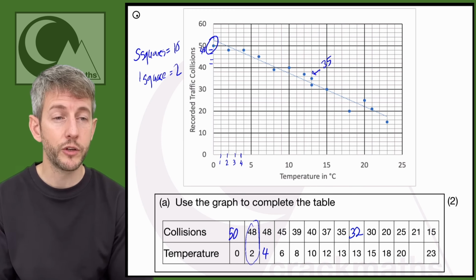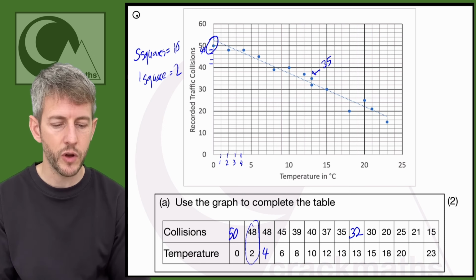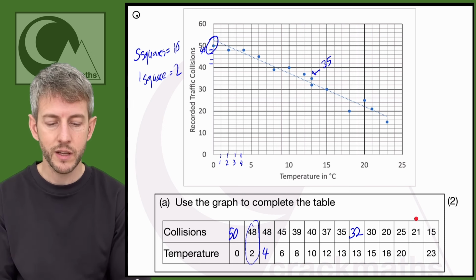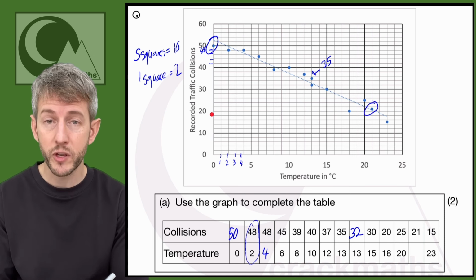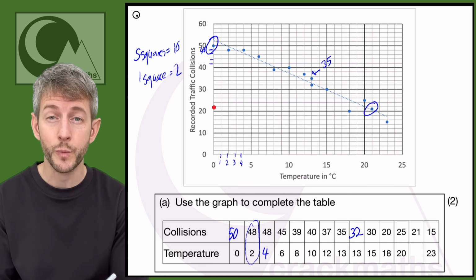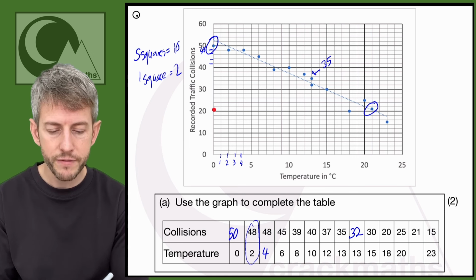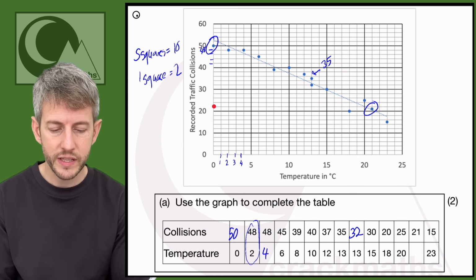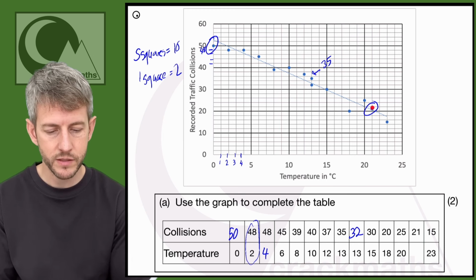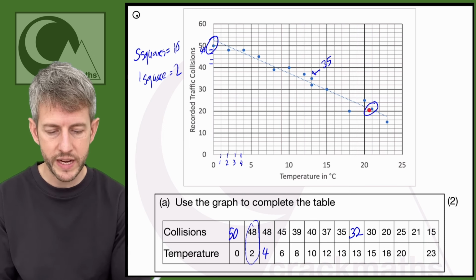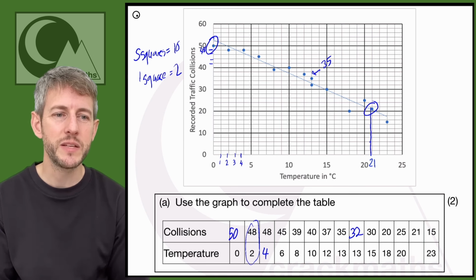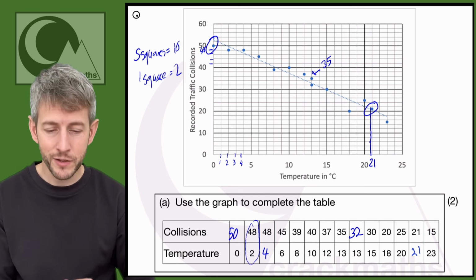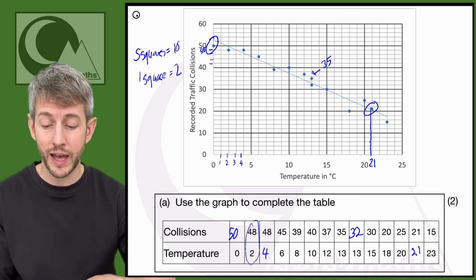Right, now let's have a look at this last one here. So we've got 21 collisions. So we're at 20 and we're going to go up half a square because remember, each square is worth 2. So if we go up half a square and read over, we can see we've identified this here. So let's have a look and a read down. If I read down from here, I can see that this is 21. That's nice. So it's 21, 21. Okay, great. Let's now have a look at part B.